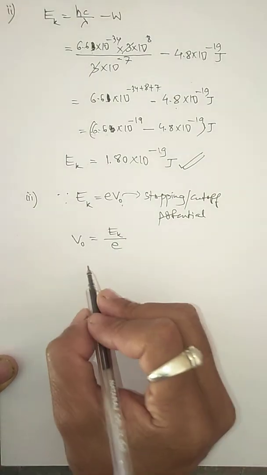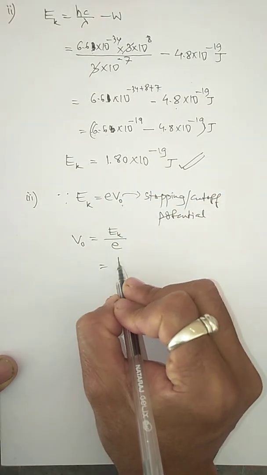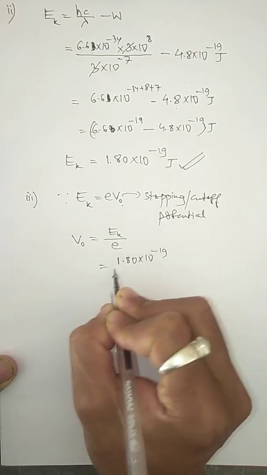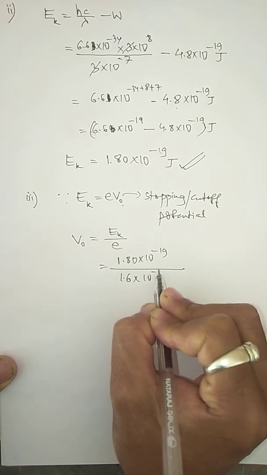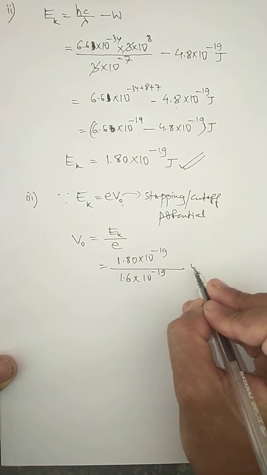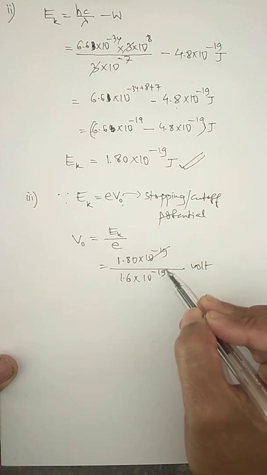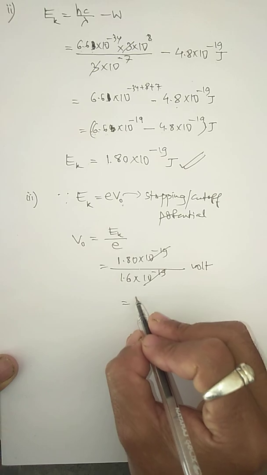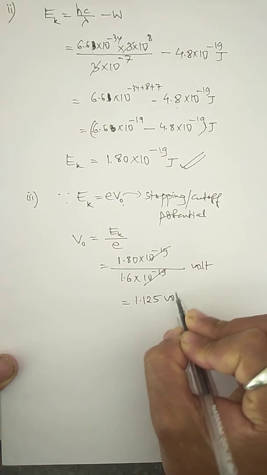Now this Ek, the maximum kinetic energy, is in joule, so let me put the value: 1.80 into 10 power minus 19, divided by e, the charge of the electron, which is 1.6 into 10 to the power minus 19. When you put this value of e and calculate energy in joule, the stopping potential we calculate in volt. So these two cancel out. The 1.80, if you divide by 1.6, you get approximately 1.125.